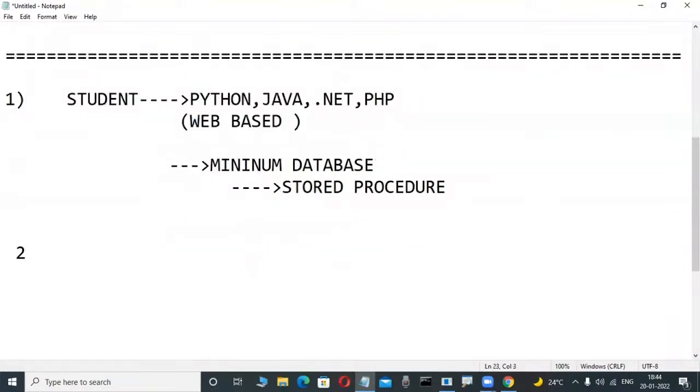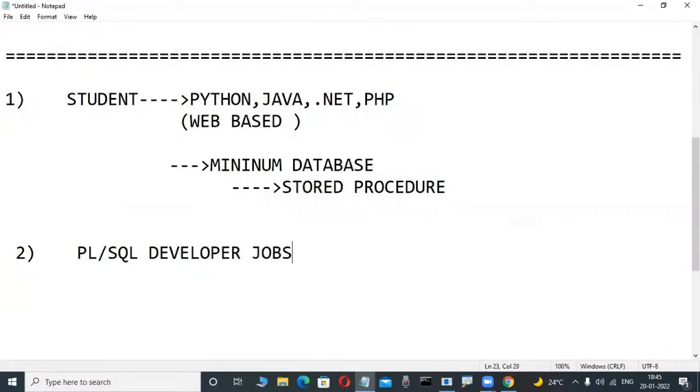The second type: many people are struggling to get a job. Suppose at fresher level they are unable to get a job, maybe wasting one or two years, for whatever reason. Not a problem. Those persons then apply for PLSQL developer jobs, even without knowledge of Java, .NET or front end, or as non-technical persons without very good programming skills. Then PLSQL developer jobs are there.